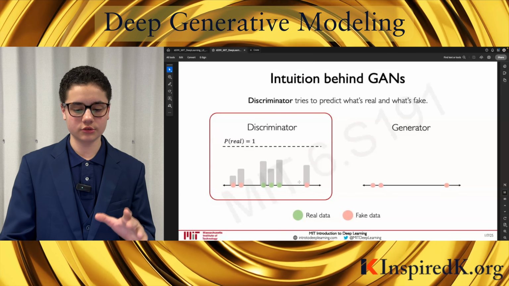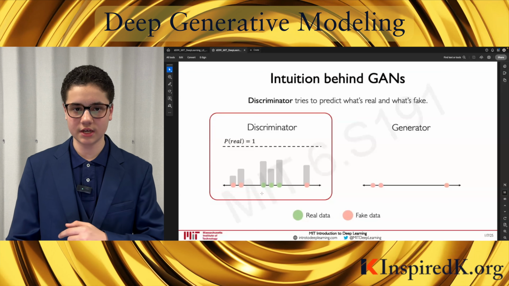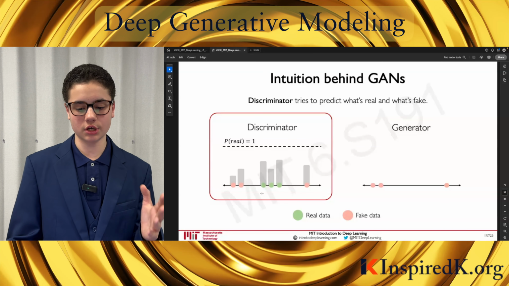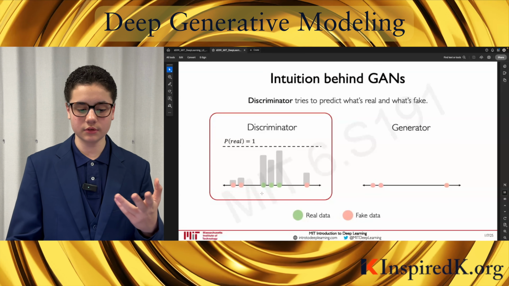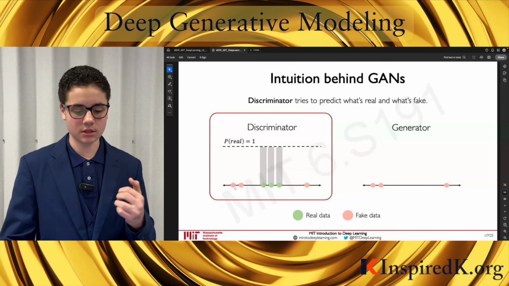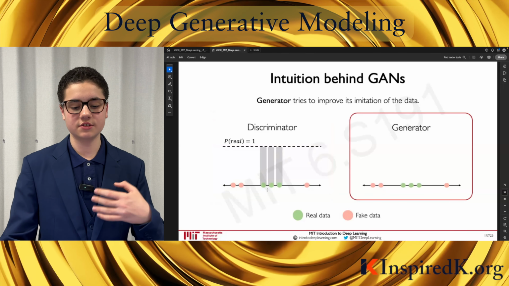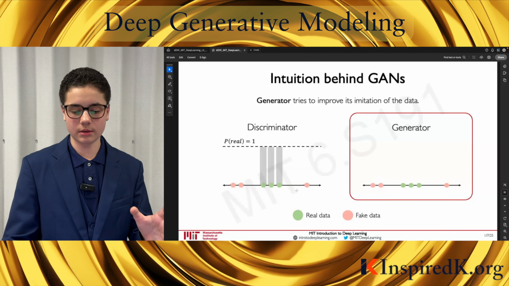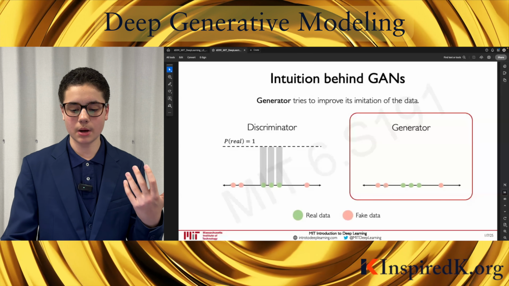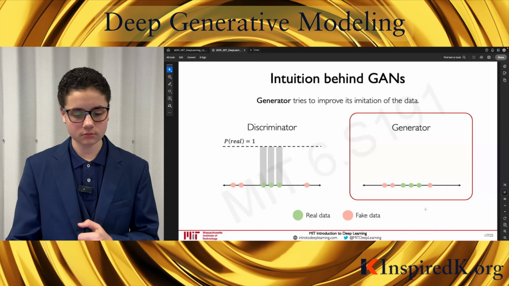So the discriminator starts by predicting extremely randomly what is real and what is fake, and we train it to understand what is fake, and it progressively gets better at identifying that the green points are real and the pink points are fake. Then our generator comes back, sees what the real data is, and attempts to improve its imitation by moving these points from farther away to closer to the real data.